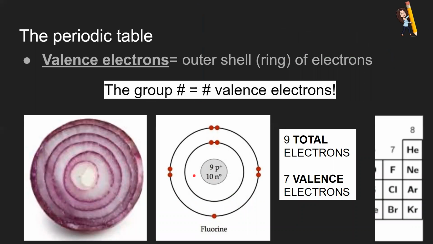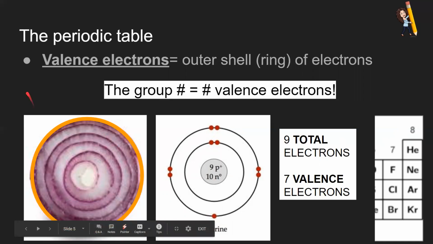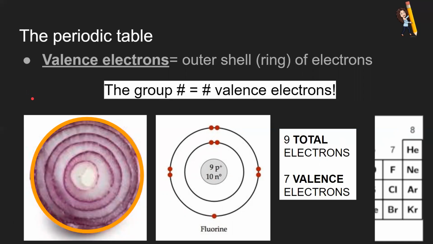Another cool thing the periodic table can tell us is about the valence electrons, or how many electrons are in the outer shell of an atom. So the group number is the same as the number of valence electrons. Now, the way I think of an atom, especially in the Bohr model, is kind of like an onion. The outermost ring, so the valence electrons, would be on that outermost part of the onion that interacts with the world. In a Bohr model of fluorine, we can see the ring is farthest from the nucleus.